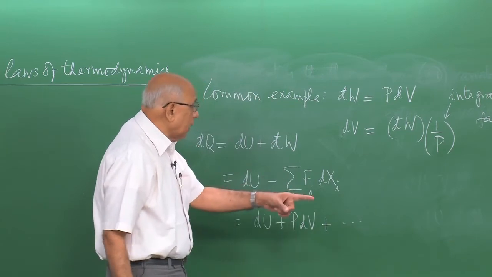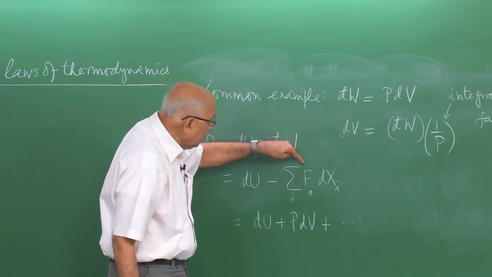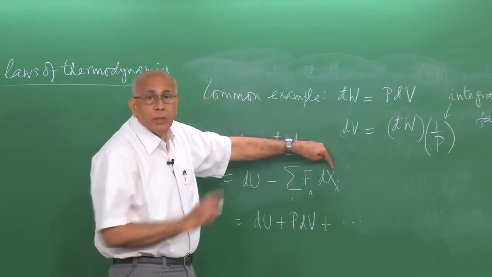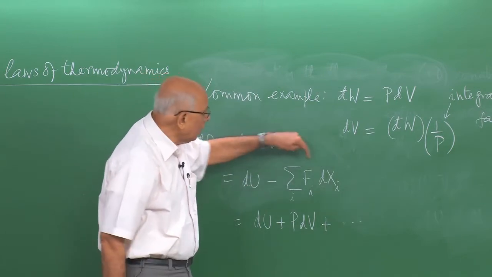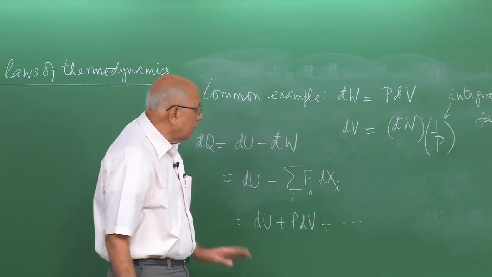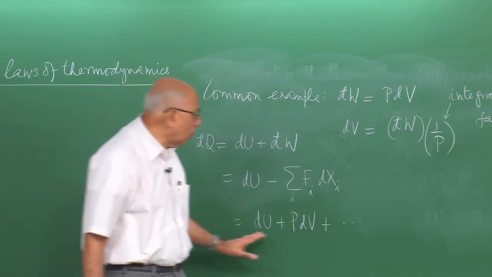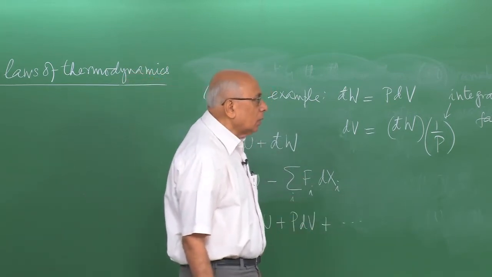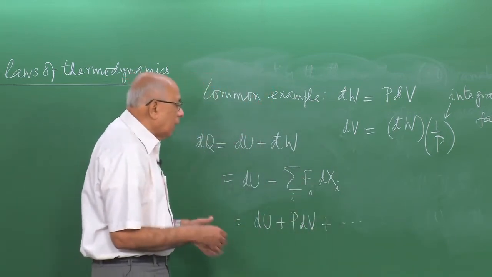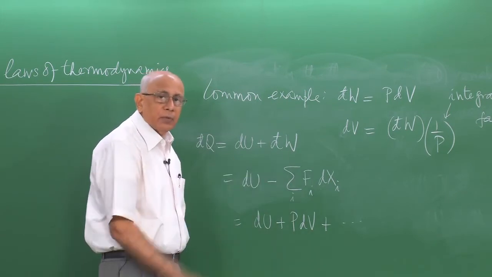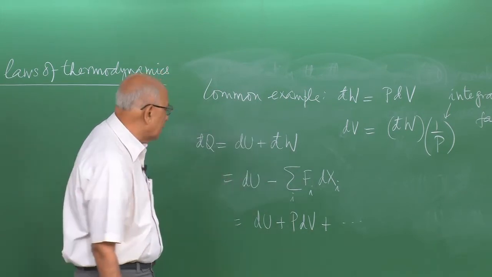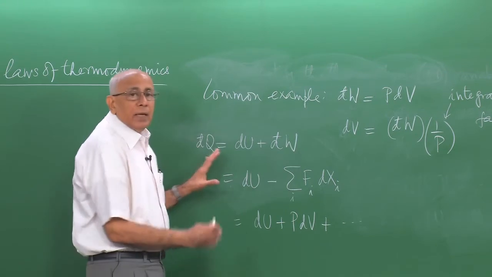For instance, if you had an electric field, it would be E, and then this would be dotted with dP, or H dot dM and so on. So, you would have a whole lot of these terms which would tell you what is the kind of work being done by the system under various kinds of stimuli or applications of fields. That is the generalized first law.